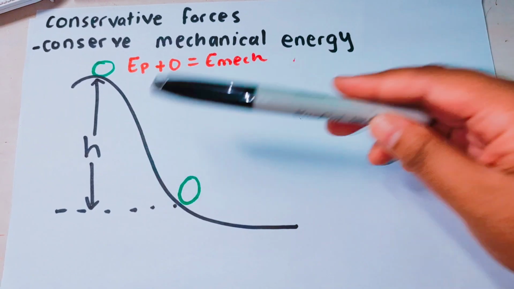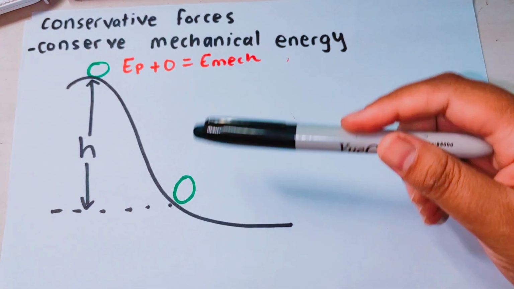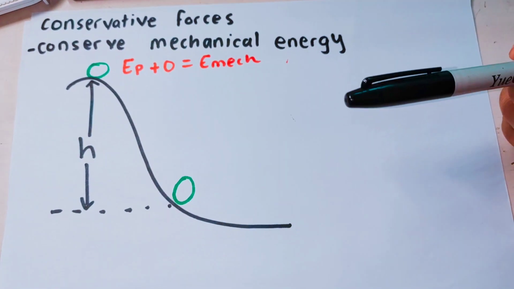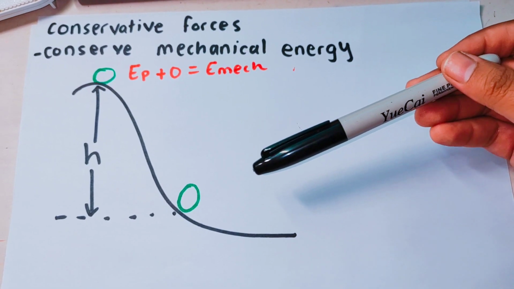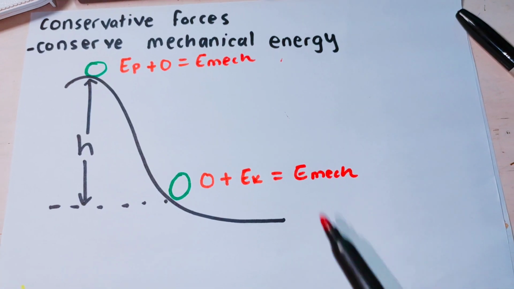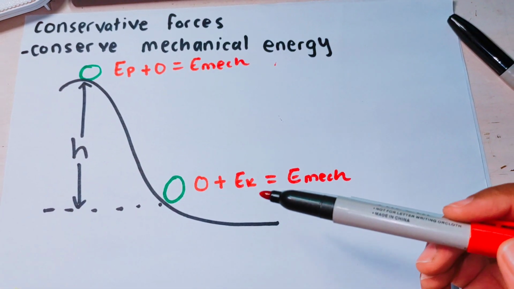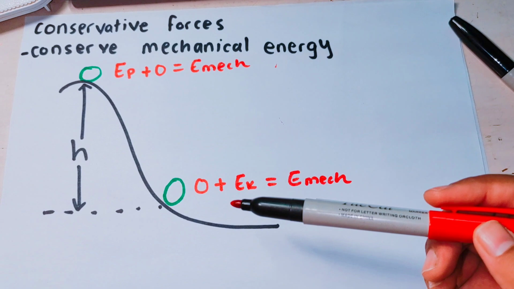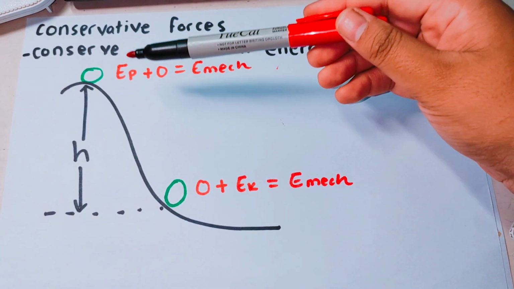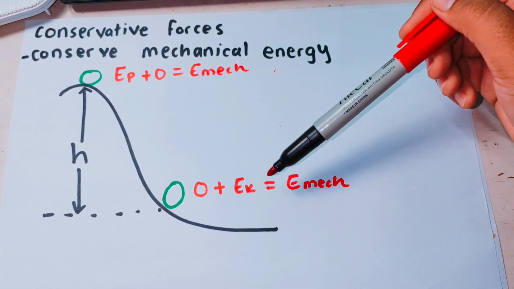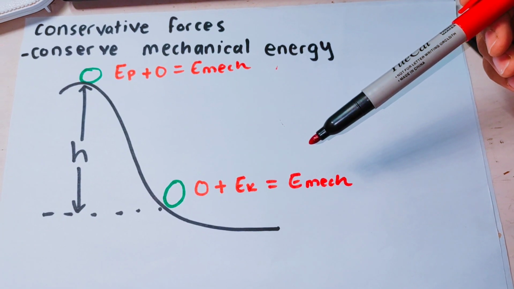If we consider this to be our difference in height, therefore the bottom of the hill will represent a place where there is no potential energy. However, all of this potential energy would have been converted into kinetic energy. This makes the equation 0 plus Ek is equal to E mech. Now, in this situation, you'll observe that the only force acting on the ball was the gravitational force, which is a conservative force. And then all the potential energy at the top was converted to kinetic energy at the bottom. This means that mechanical energy remained the same.